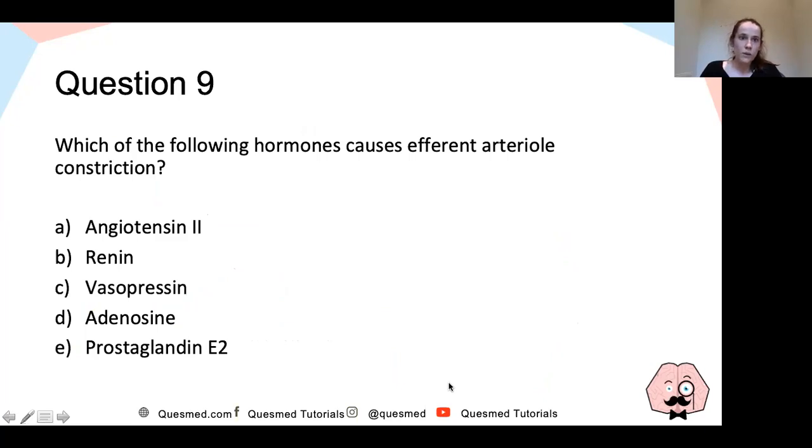Question 9. Which of the following hormones causes efferent arteriole constriction? Is it A, angiotensin 2? Is it B, renin? C, vasopressin? D, adenosine? Or E, prostaglandin E2?